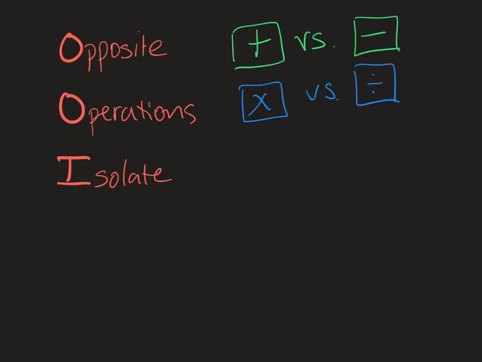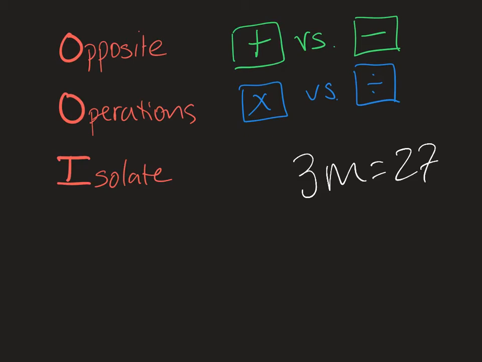How do we do that? We use this idea of O.O.I, opposite operations, to help us isolate. I'm going to put that original example back up. We had 3m equaling 27. We know what the answer is. We know the answer is 9 because we know 3 times 9 is 27.